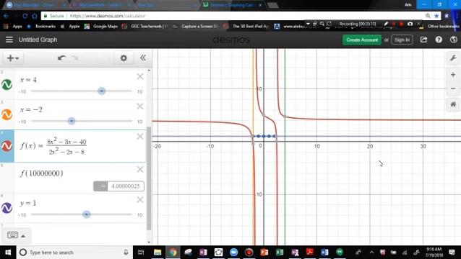So when the powers are equal, you just take the ratio of the coefficients. When the powers are equal, you take the ratio of the coefficients. Right? So here, the degree of the numerator is 2, the degree of the denominator is 2, and so everything else doesn't matter, and so it's just 8 over 2. Let's demonstrate why that is.